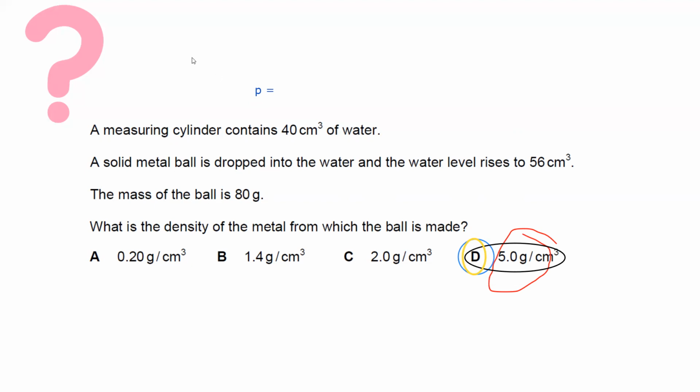So the volume of the ball is the difference, 56 minus 40, that's equal to 16. And the mass is 80, so 80 divided by 16, that's equal to 5 gram per centimeter cube. That's right.